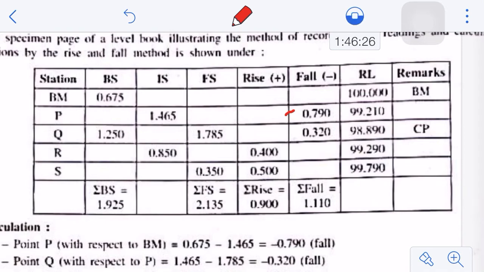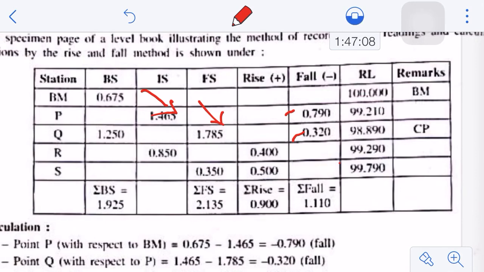Similarly, for station Q, when you are moving from reading 2 to reading 3, that means first we moved like this, now we are moving from 1.465 to 1.785. So now 1.465 to 1.785, that means again your reading is increasing, that means it is indicating fall. The difference between these two, 1.465 and 1.785, is 0.320. That's why it has been written here in the fall column, and it has to be subtracted from your previous RL, that is the RL of station P. So you will get the RL of station Q as 98.890.